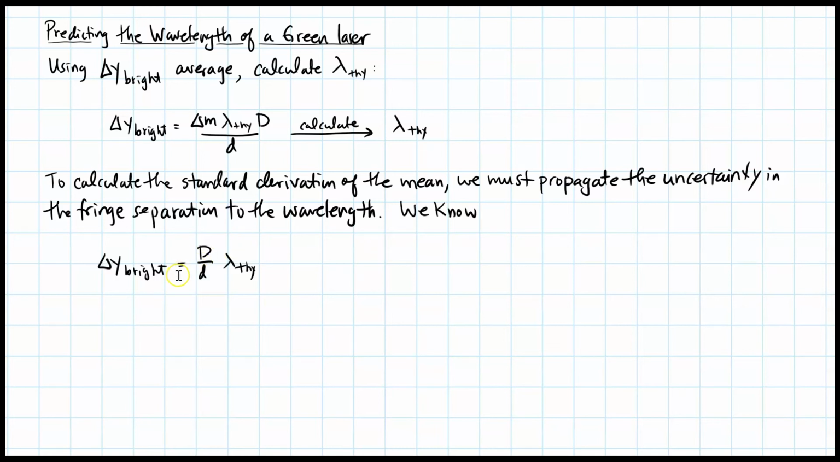We know that for the small angle approximation that this relationship is true. The relationship big D over little d is a constant, and if it's a constant, then that means it must be proportional to the wavelength. So the uncertainty in the separation of bright fringes must also be the uncertainty in the wavelength.